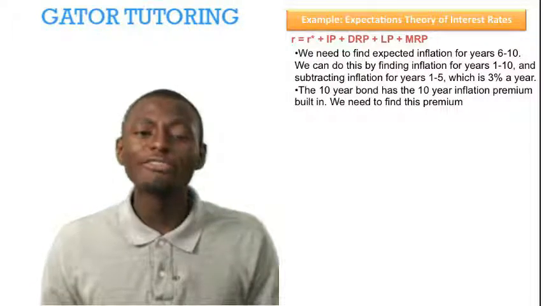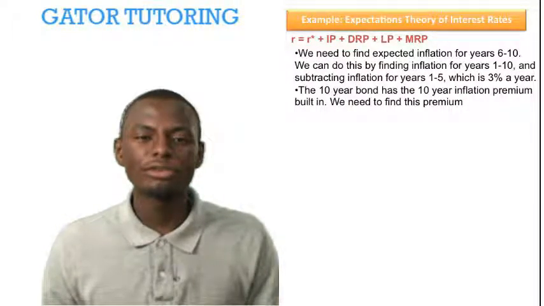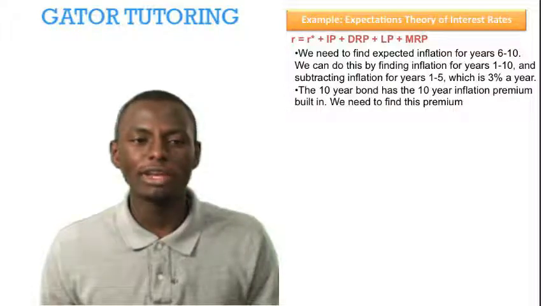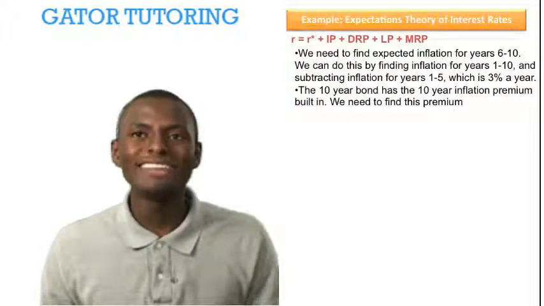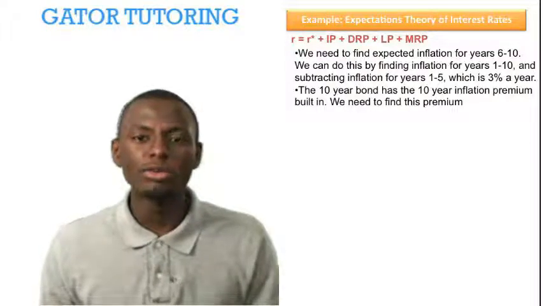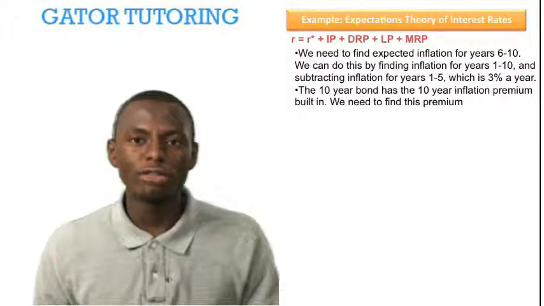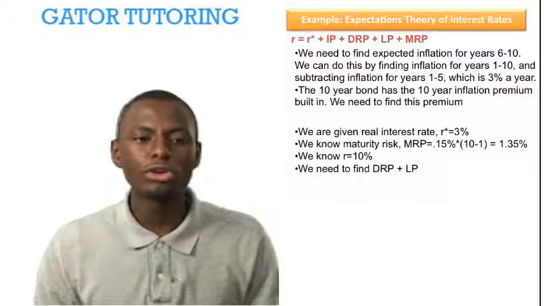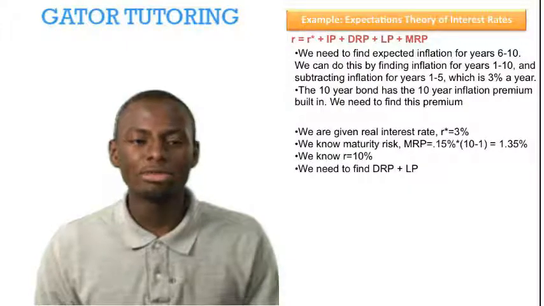So, we need to find expected inflation for years 6 through 10. We can do this by finding inflation for years 1 through 10 and subtracting inflation for years 1 through 5, which is 3% a year. So the 10-year bond has a 10-year inflation premium built in. This means that for the 10-year bond, the inflation premium is equal to average expected annual inflation over the 10-year life of the bond. So we need to find this premium.